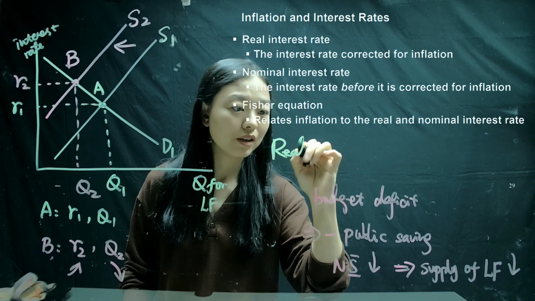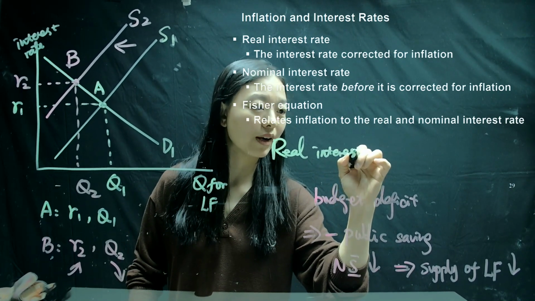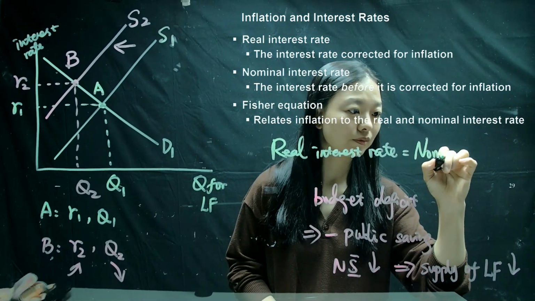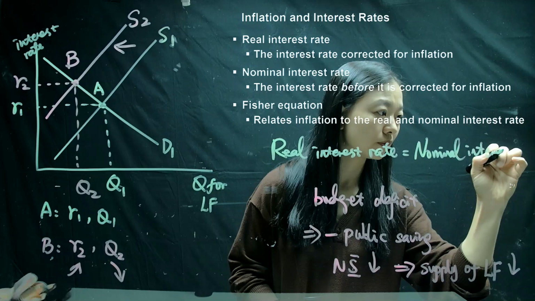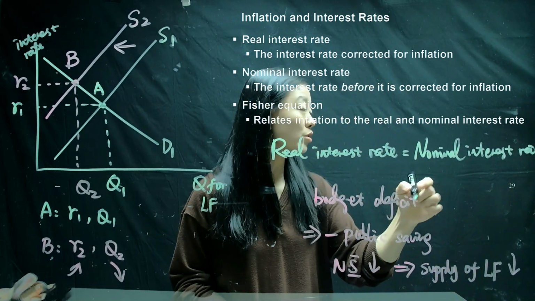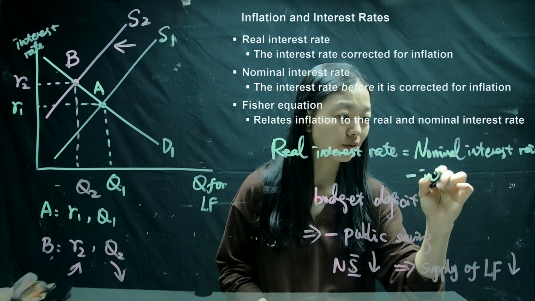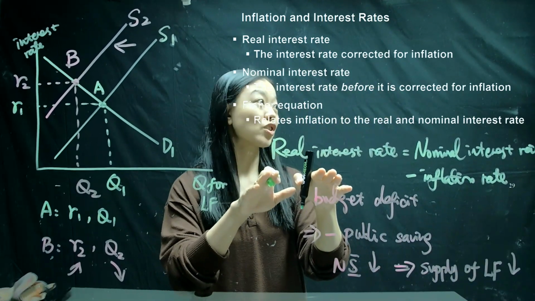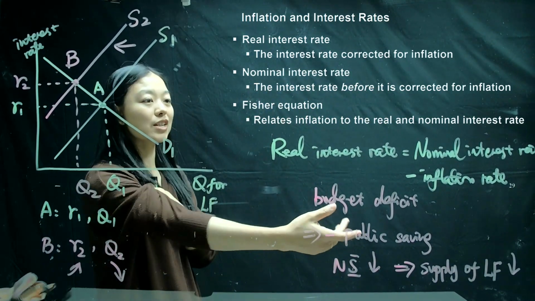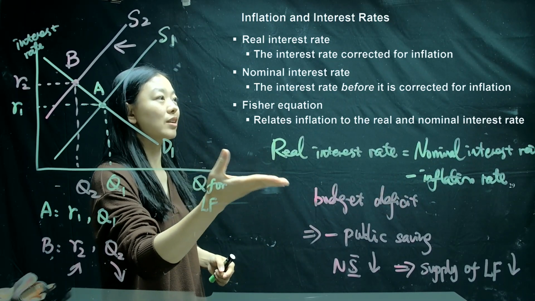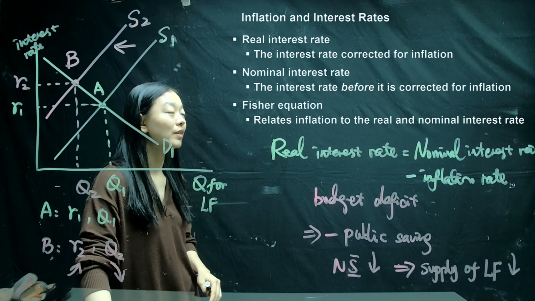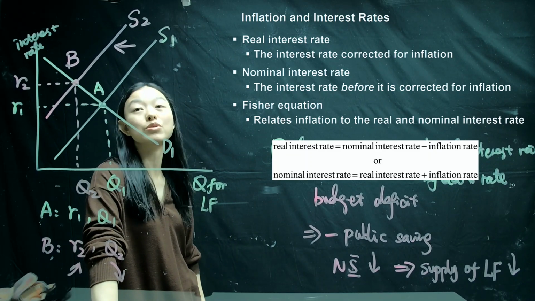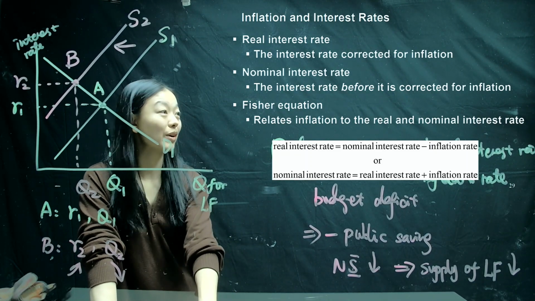I'll just write it down here. The real interest rate, as we already learned, would just equal the nominal interest rate subtract the inflation rate. We already learned this equation in chapter 11, but at that time I didn't tell you the name for this equation, and this equation is just the Fisher equation. Real interest rate equals nominal interest rate subtract inflation rate.